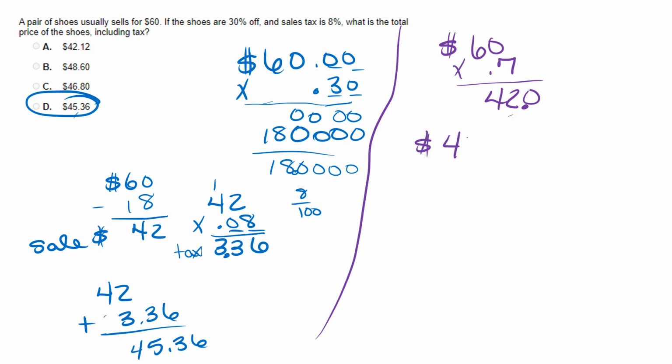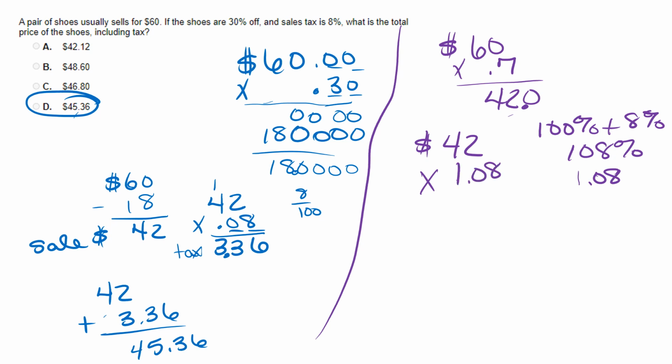So I'm taking that $42 and I'm going to multiply it. We pay 100% of the sale price plus 8% sales tax, which is 108%. So I'm going to multiply by 1.08. That's going to be the percent written as a decimal. Okay, so I've got 8 times 2 is 16. Carry a 1. 8 times 4 is 32. Add 1 more is 33.